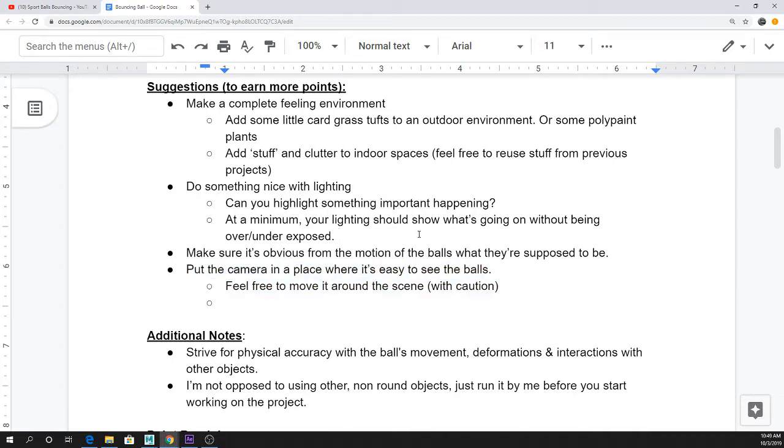You're welcome to move your camera around, but this is mostly geared towards things where, every once in a while, I'll get an animation where the balls have really nice movement, but they're so far away from the camera and so small, you just can't see what's happening. So please make sure that if you have really small objects you're moving around, they're close enough to the camera that you can actually see their motion. Otherwise, it tends to look flat and bland.